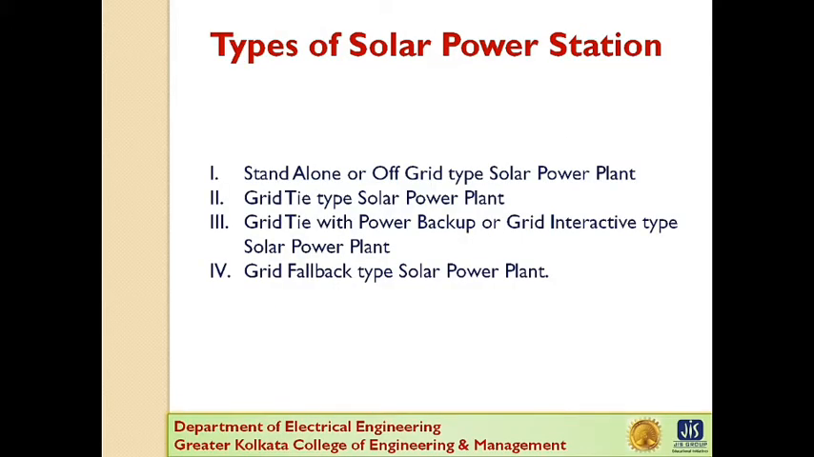Next are the types of solar power station: standalone or off-grid type solar power plant, grid tie type solar power plant, grid tie with power backup or grid interactive type solar power plant, and grid fallback type solar power plant.